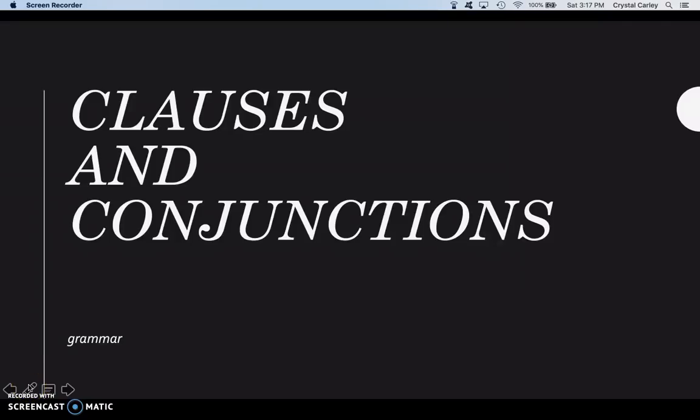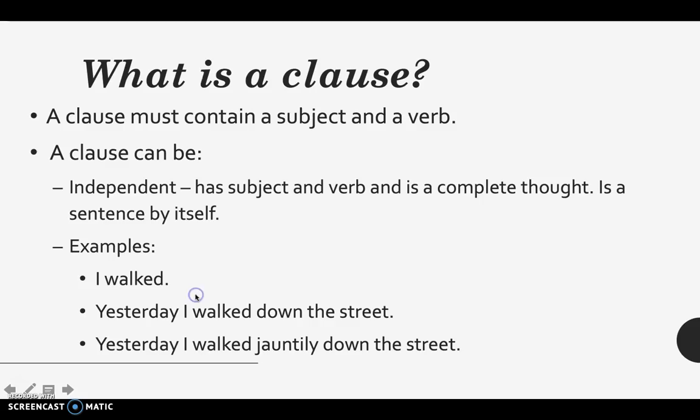All right, we've talked about prepositions and verbs and adjectives and adverbs, and now it's time to talk about clauses and conjunctions. Mostly we're doing both at the same time because they're kind of integral to each other. So, first off, and you should be taking notes as we go through this video, what is a clause?